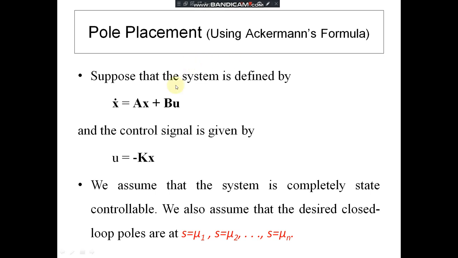using pole placement. So we'll consider the system defined by x dot is equal to Ax plus Bu, and the control signal is u is equal to minus Kx. We assume that the desired locations of the closed loop poles are at s is equal to mu 1, s is equal to mu 2, and s is equal to mu n, by considering the nth order system.